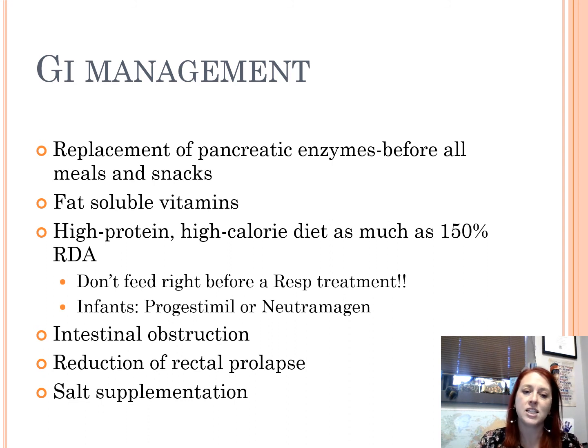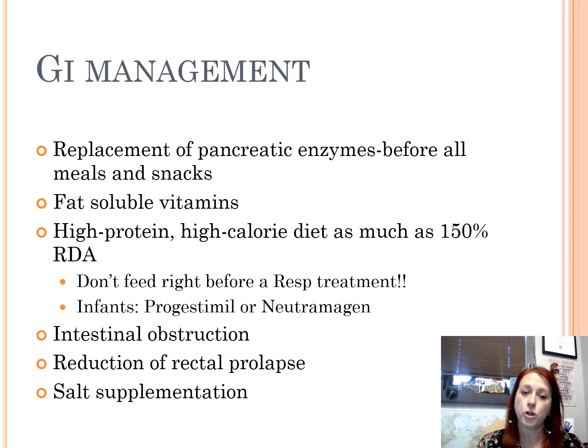For infants, they need special formula. We can't just give them regular formula. They need increased calories and nutrition. So the 2 forms of special formula that we use for younger kids would be something like Pregestimil or Nutramigen.